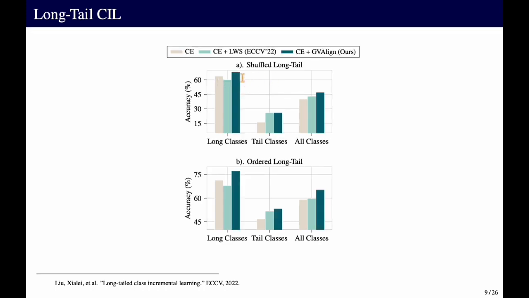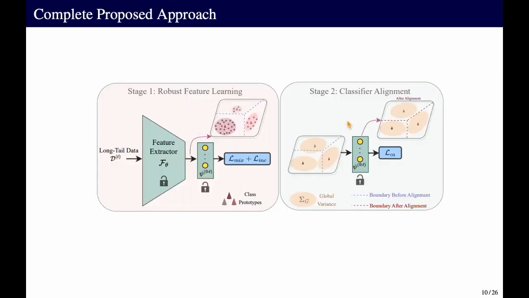In contrast, our proposed two-stage approach, GVLN, aims to enhance the performance on tail classes without compromising the long classes' performance. This is possible by integrating robust feature learning in stage 1 and classifier alignment with global variance in stage 2. This means that at every task, the model will train through these two stages. The proposed approach can be treated as a module that can be incorporated into any traditional CL approach in stage 1 to handle these long-tail distributions in class incremental learning. Now I discuss each individual block in detail.